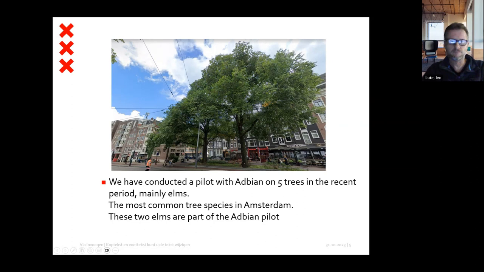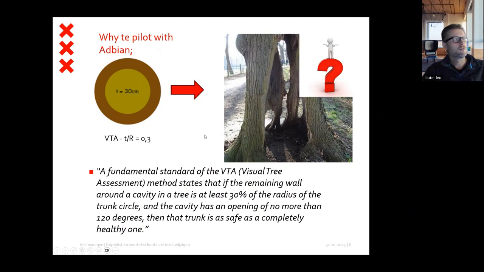Trees can sometimes surprise us. I think everyone here is familiar with the Mattheck standard. And in my opinion, it's just a rough indication of the trunk strength. And therefore, we are searching for a more precise calculation of the remaining wall. We would like to see what the actual remaining wall is without having to use a calculator and perform a complex calculation based on the SIA for each tree. So that's the first reason we started the pilot with Adbian.